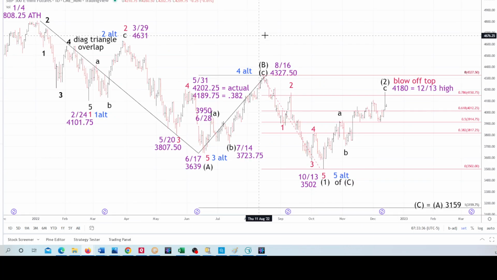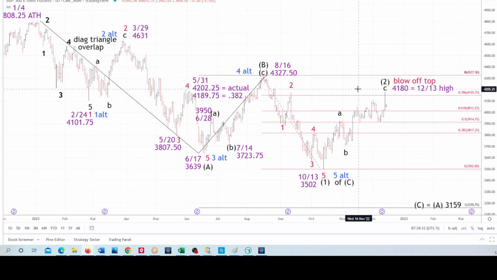Let's go to the futures. This is a daily chart. You can see the all-time high back in January. Wave A down to June. Wave B up again at that direct hit in terms of price and time on 8/16. From there, we've got a 1 down and the 2 up. You can see the 2 up made a higher high yesterday, and this went in the S&P above the 786. Again, the make or break is the August 16th high, which is 4327.50 in the futures.